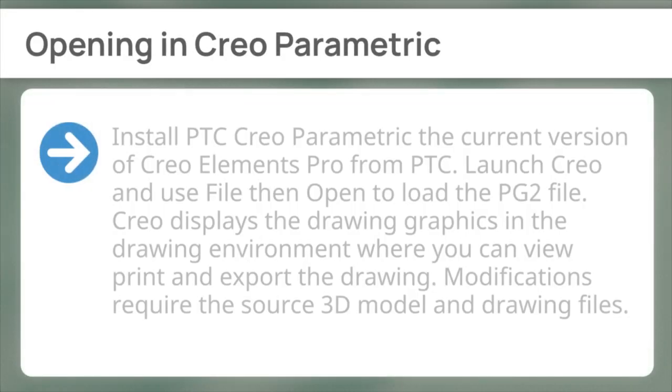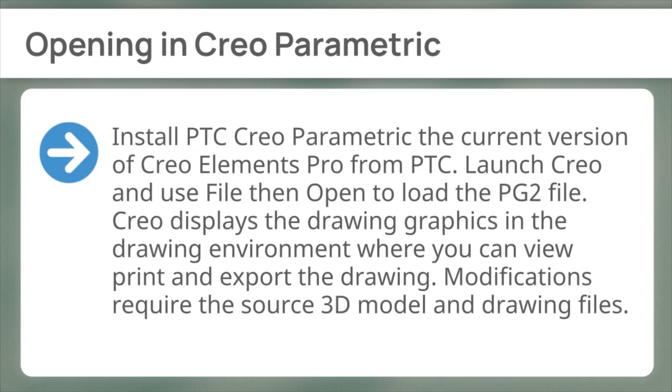First, opening in Creo Parametric. Install PTC Creo Parametric, the current version of Creo Elements Pro from PTC. Launch Creo and use File, then Open to load the PG2 file. Creo displays the drawing graphics in the drawing environment where you can view, print, and export the drawing. Modifications require the source 3D model and drawing files.